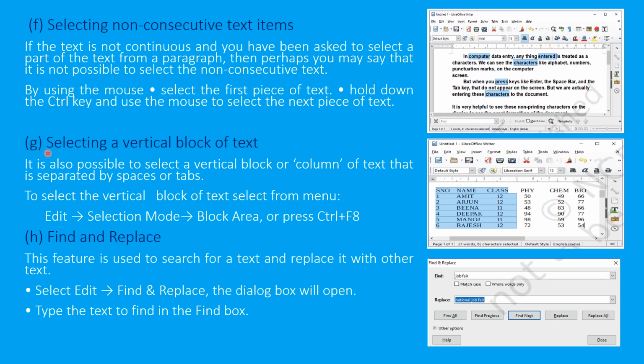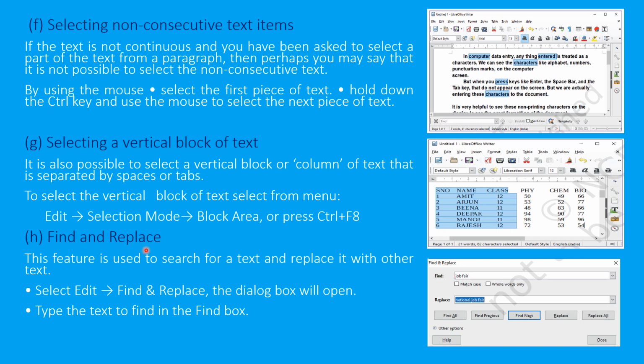Now the next feature is selecting a vertical block of text. Means if you want to select the content or text in a column form like this, then it can be done by using the edit menu. Here you find the selection mode option and click on block area. But first of all, you have to select that part before applying this step.